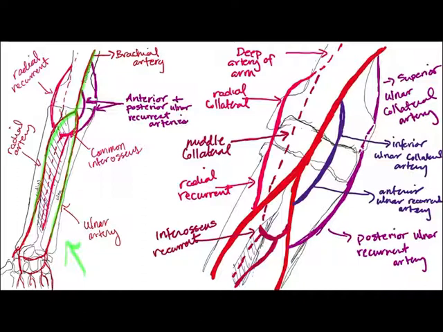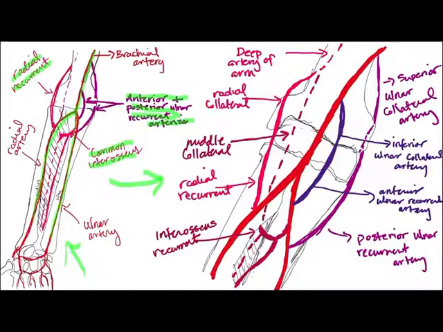But as we can see, we have a few branches that are coming off the brachial artery that are going to contribute to the vasculature around the elbow, such as the radial recurrent branch, the common interosseous, and the anterior and posterior ulnar recurrent arteries. Let's quickly zoom in and take a look at where these arteries are coming from.